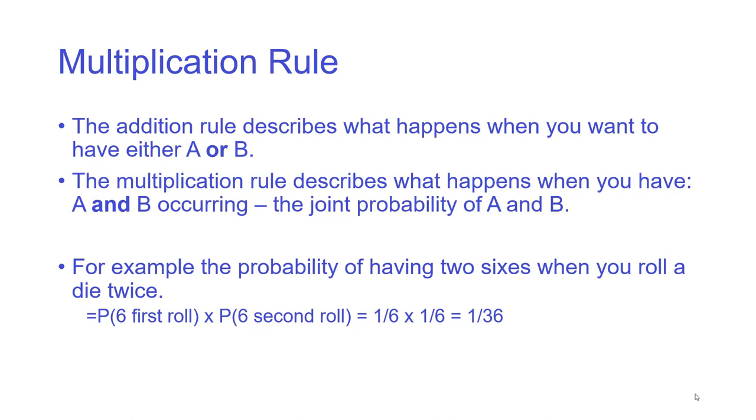and then subtract from that the probability of A and B both happening together. Now, the multiplication rule describes the probability of A and B occurring, that A and B both occurred at the same time.